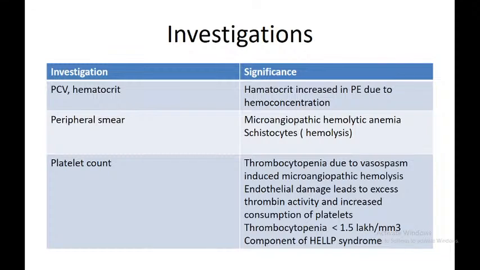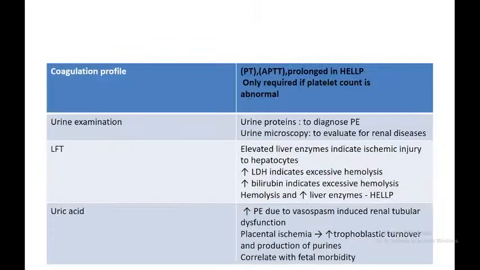So there is thrombocytopenia, and a count of less than 1.5 lakh is considered to be thrombocytopenia, and it is also one of the components of your HELLP syndrome. And we need to consider a coagulation profile only if the platelet count is abnormal. Otherwise, it should not be a routine part of our investigations in preeclampsia. So only in cases where the platelet count is abnormal should we consider doing the coagulation profile.